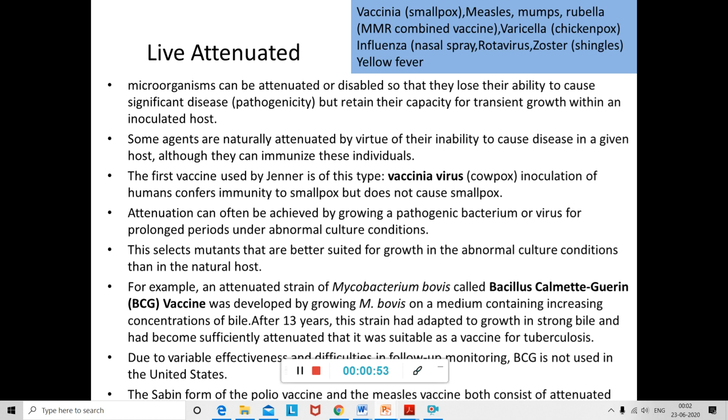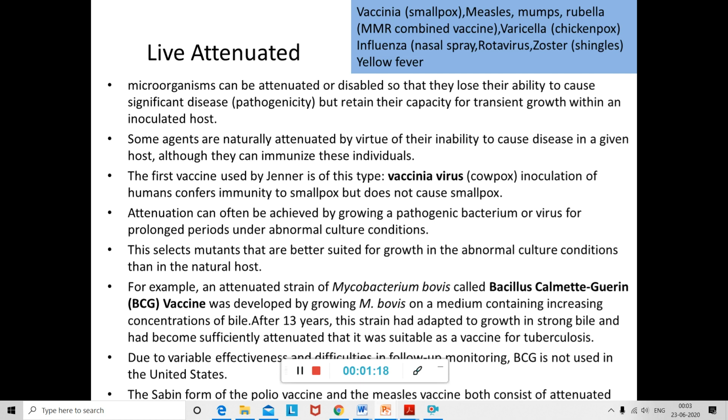Here, microorganisms are attenuated or disabled so that they lose their ability to cause a significant disease. But at the same time, they retain the capacity for transient growth within the inoculated host. And some agents are naturally attenuated by virtue of their inability to cause the disease in a given host, although they can immunize these individuals.